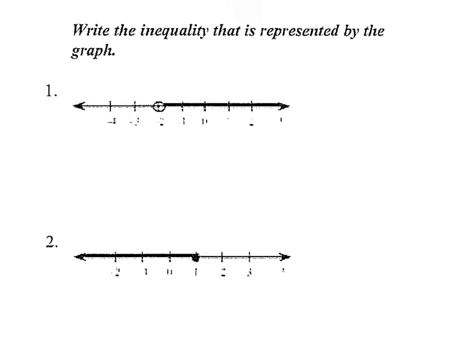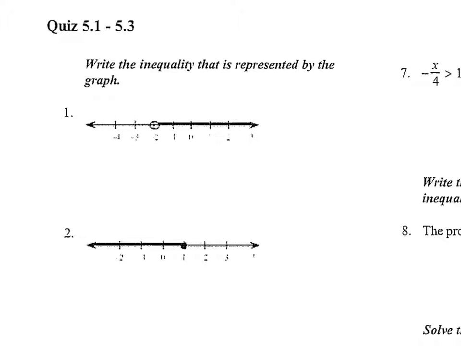Okay, here we go. On number 1 and number 2, you're going to make an inequality. So you're going to actually write the problem. You're going to say x, blank, and then the number. This is a -2. This is a 1. So now remember, the sign that's going to go right here is either going to be less than, greater than, less than or equal to if it's a closed dot, or greater than or equal to if it's a closed dot.